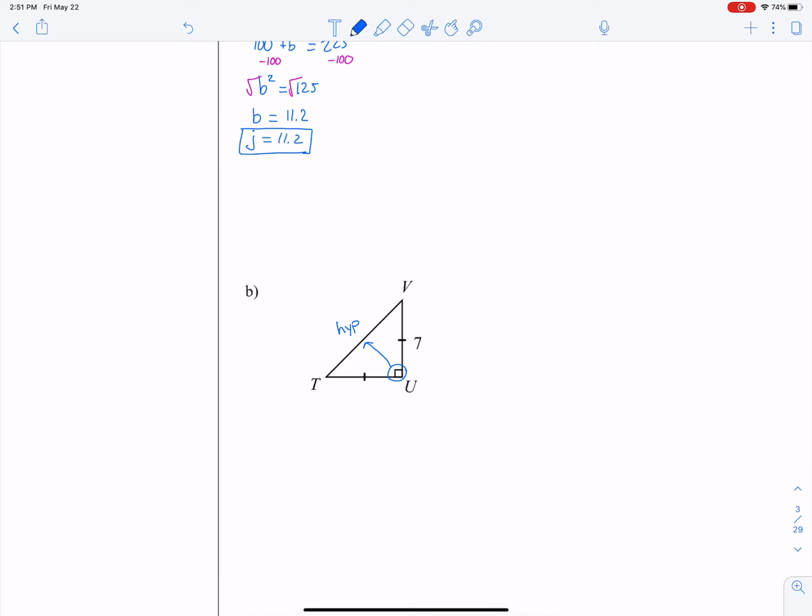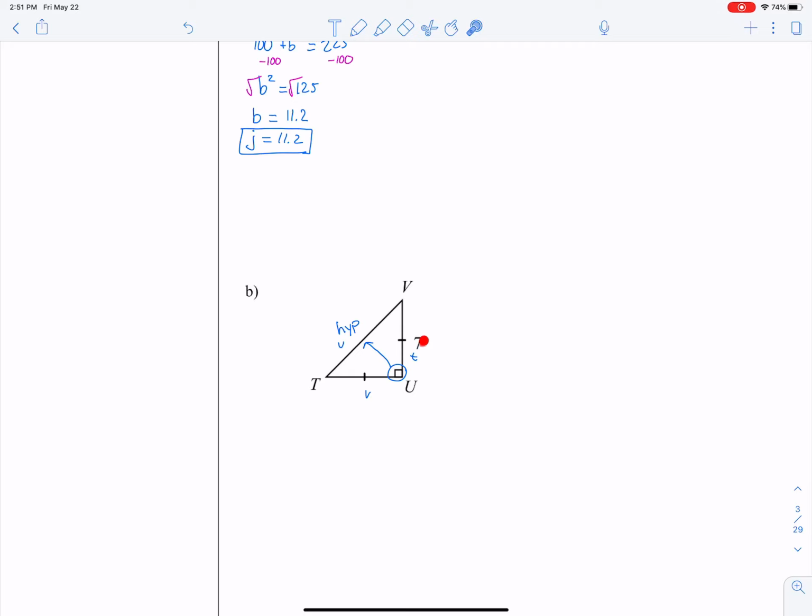Then we're going to do our labeling. Here's our v. We're going to go down. That'll be little v. Here's a u. This hypotenuse is going to be little u. And the last one is going to be little t.